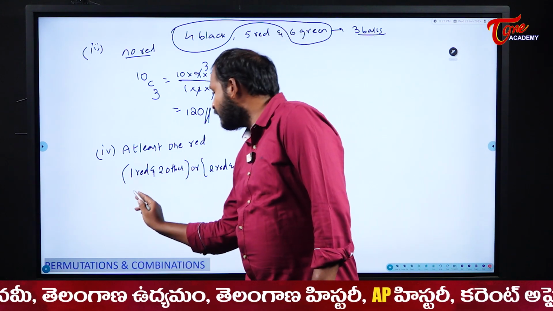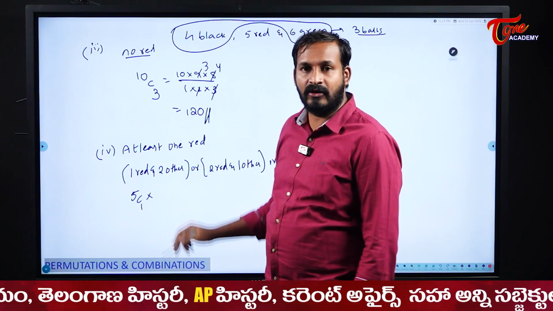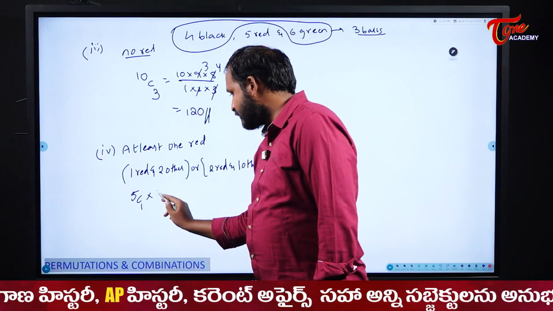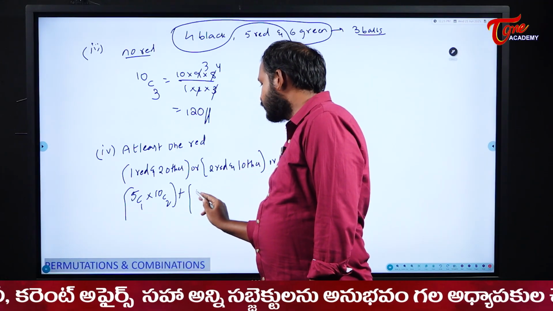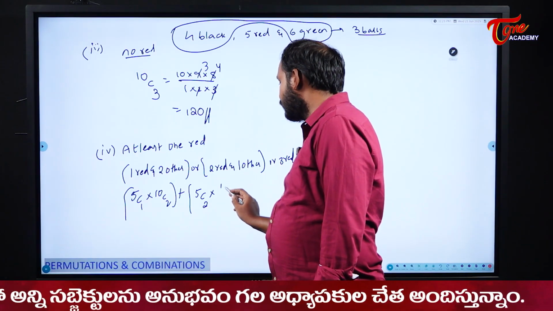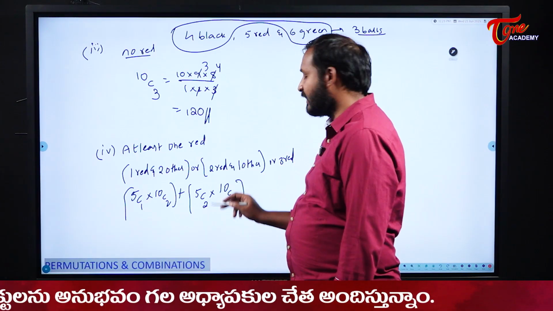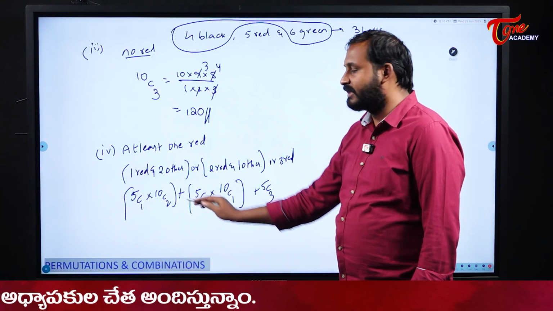So 1 red and 2 other means out of 5 red, I need to pick 1. So 5C1 into 10C2, since the others are 10 in number. Or means plus, so 5C2 into 10C1, others are 10 in number, plus 5C3. If you solve this one, you will get the answer.